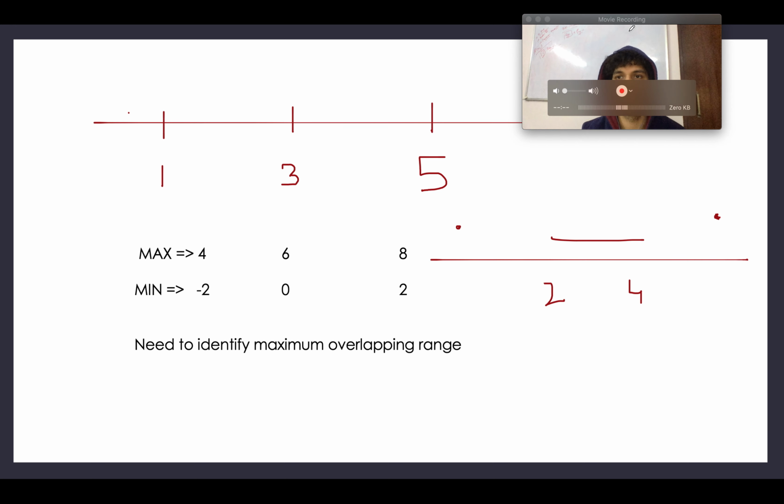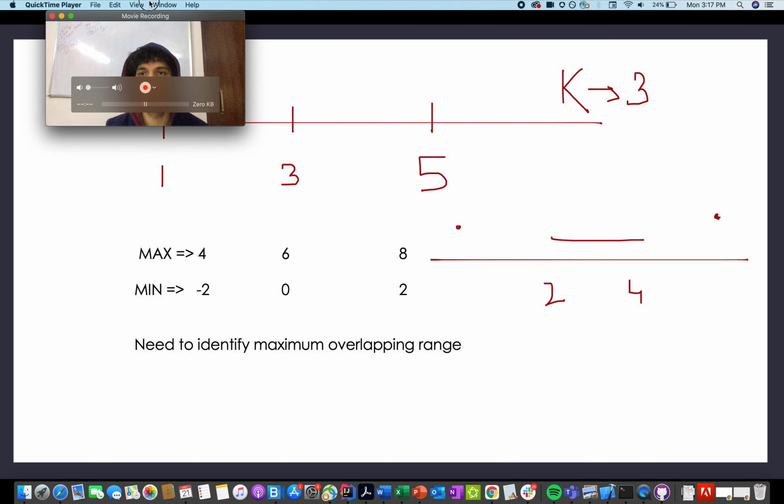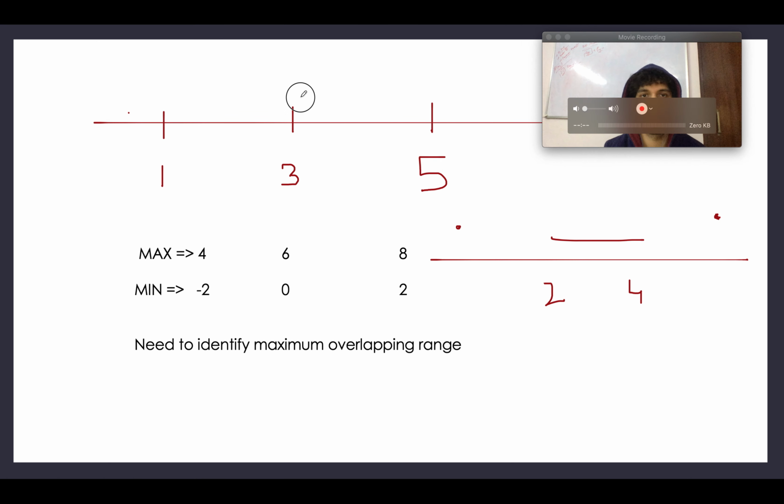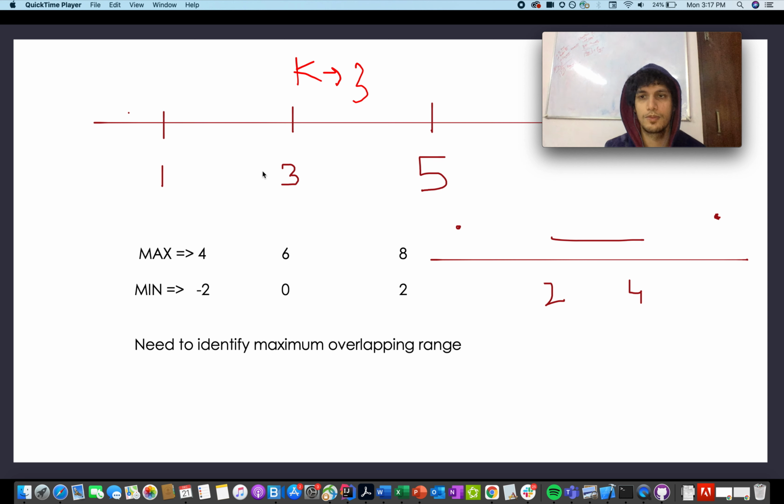In this example you are given three elements, 1, 3 and 5, and k is 3. Let me just rewrite, k is 3, and I have plotted them on a number line. So 1, 3, 5. What is the maximum that can be generated out of this array? It's 4, 6, and 8. What is the minimum that can be generated out of this array? Minus 2, 0, and 2.